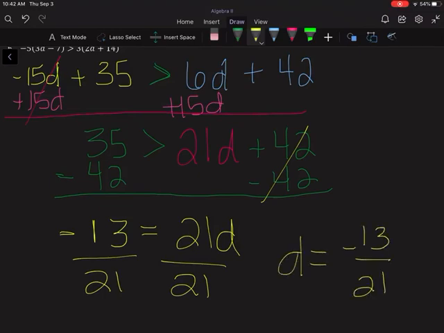I think I got that right, negative 13. I don't have a calculator, but my arithmetic is usually fairly good. So d is equal to, oh, look at me, I'm changing. Where did that symbol go? This should be greater than. I divided by a positive, so the sign does not flip. It still says greater than. So d is greater than negative 13 over 21.